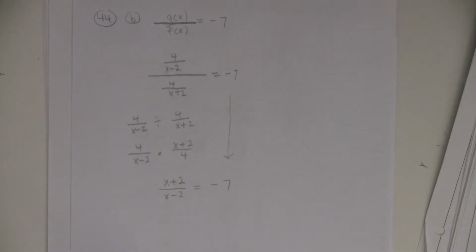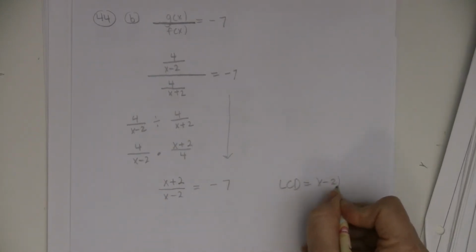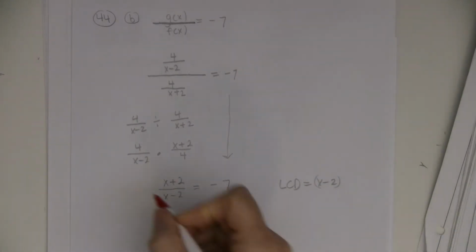And now I want to clear the fraction, because I notice, oh, fraction, I got to solve it. And how you clear the fraction is you multiply by the denominator, or the common denominator. I only have one denominator, so I multiply by x minus 2. So I'm going to multiply the lowest common denominator, x minus 2, and I'm going to multiply by it right here.